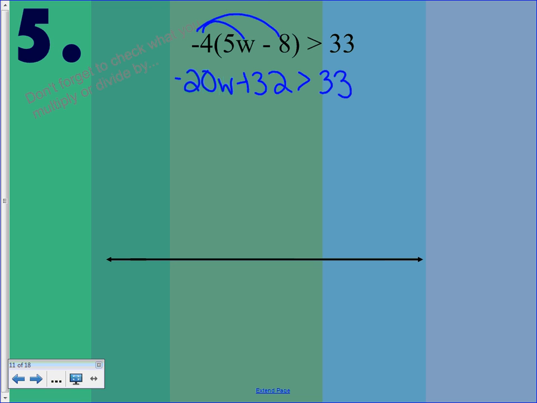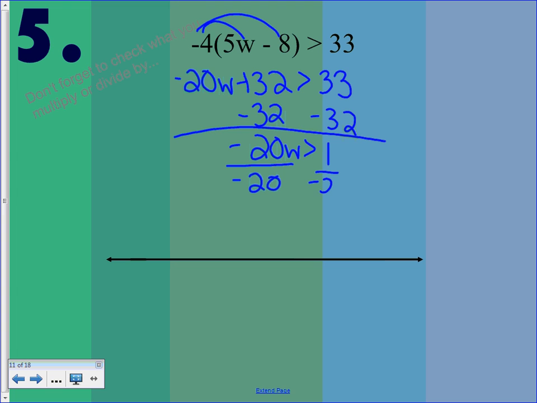So we want to keep solving this for W. We're going to subtract 32 from both sides, and we get negative 20W. I'm keeping that sign the same right now because all I did was subtract a number, and that's going to be equal to 1. The last thing I want to do is get W all by itself, so I'm going to divide by negative 20. When I'm dividing by negative 20, I have little alarm bells going off in my head, telling me, hey, Miss Humbert, you're dividing by a negative number. So I know that I need to switch that sign from a greater than sign to a less than sign. And then I can write it as negative 1 over 20.